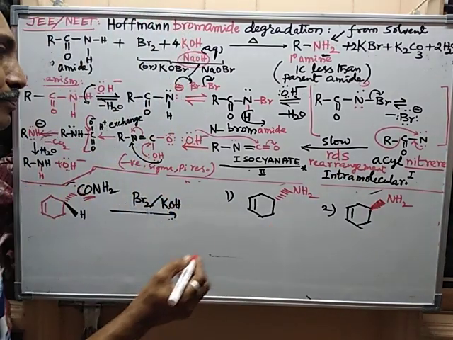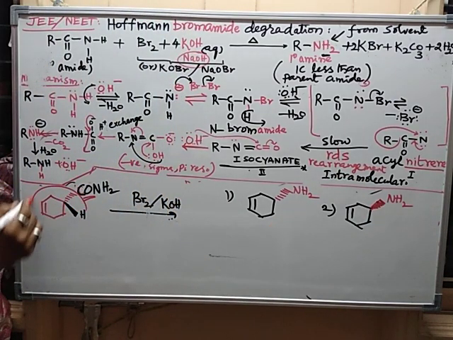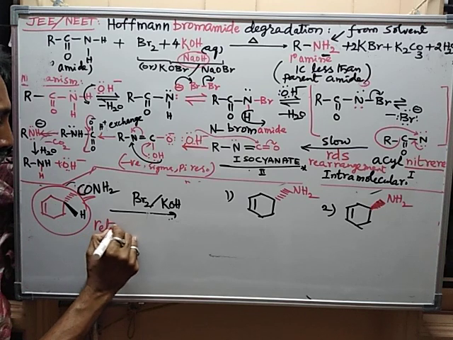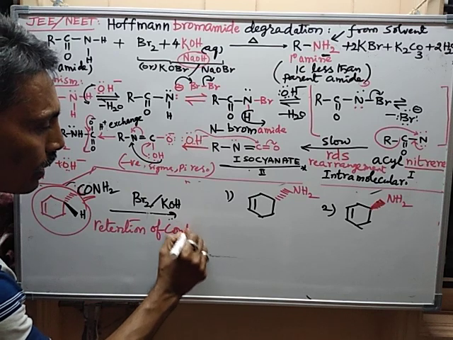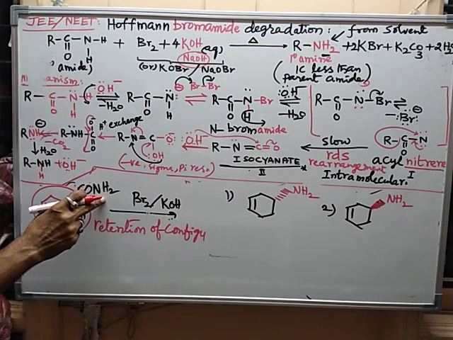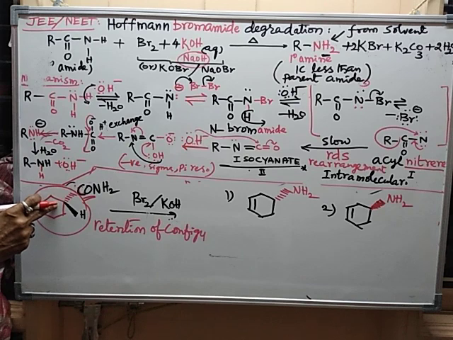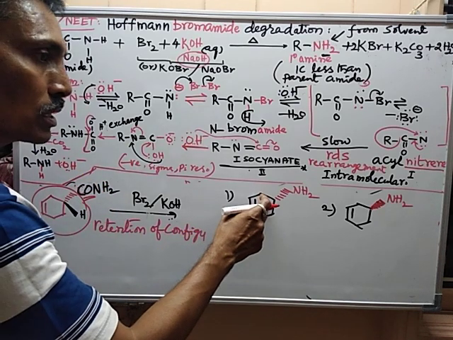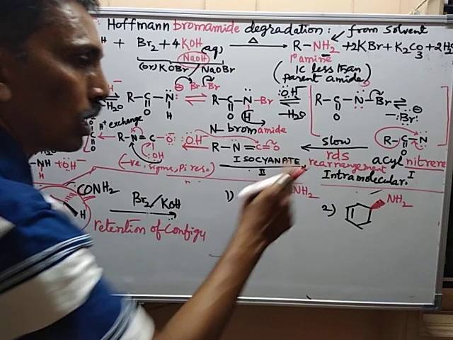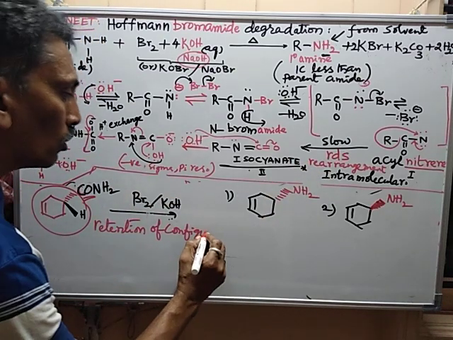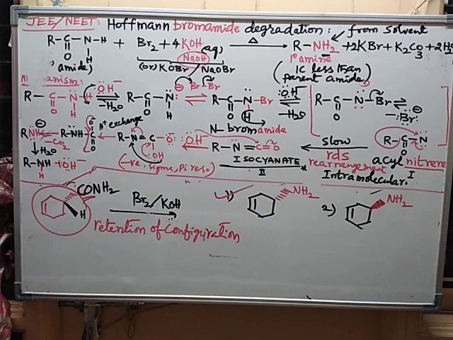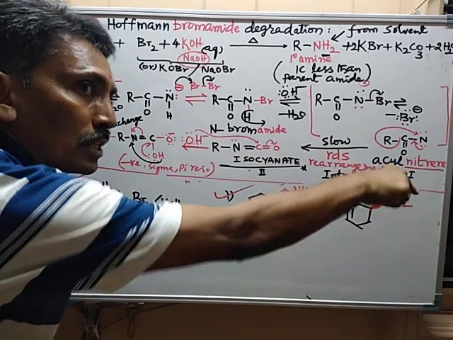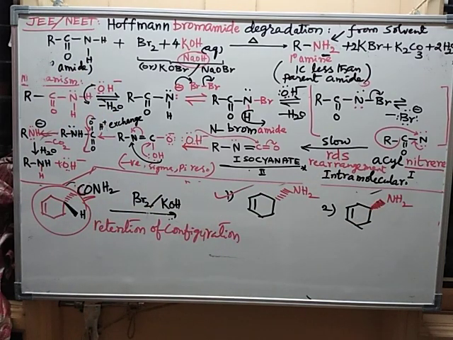What is the point? Yes, with the retaining of configuration. In which configuration? The CONH2 group is attached to this chiral carbon away from the observer. Here also this cyclohexenyl ring is away from the NH2 group. Therefore, this is the answer. So based on this step, the question is designed, and one question is to be taken.